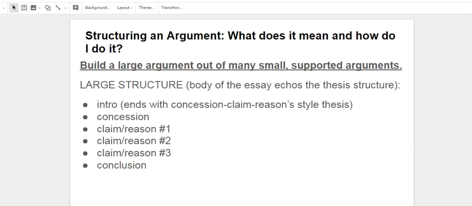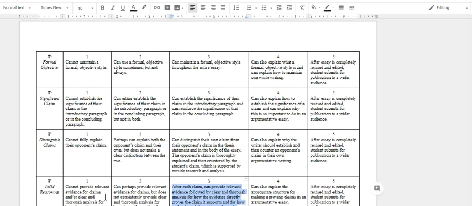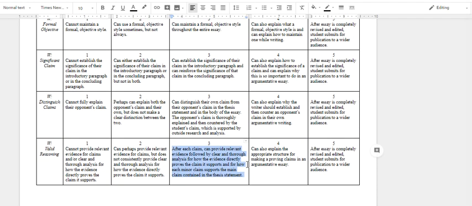Anyway, the way I'm going to talk about this is first I'm going to talk about, on a large scale and a smaller scale, how to structure an argument. And all of this is geared towards this valid reasoning part on your grading rubric for your junior project essay. So basically, let's take a look at this part right here.